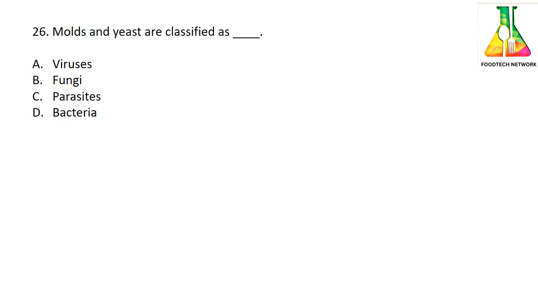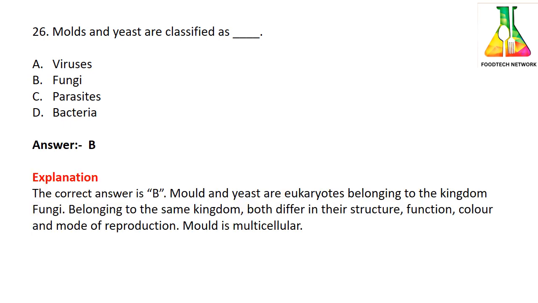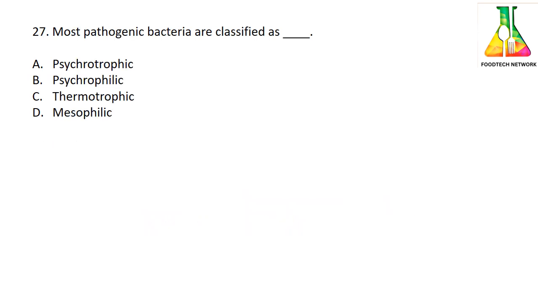Question number 26. Molds and yeast are classified as a dash. Option A, viruses. Option B, fungi. Option C, parasite. And option D, bacteria. The answer is option B. Molds and yeast are eukaryotic and belong to the kingdom of fungi. Belonging to the same kingdom, both differ in their structure, function, color, and mode of reproduction, as well as mold is multicellular.